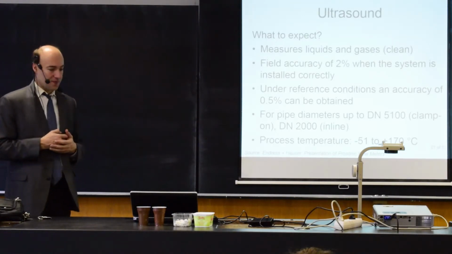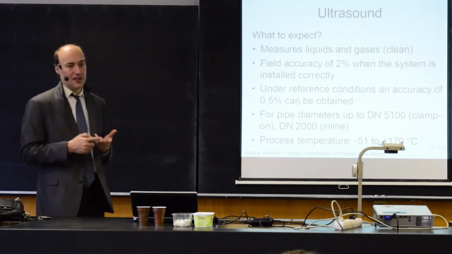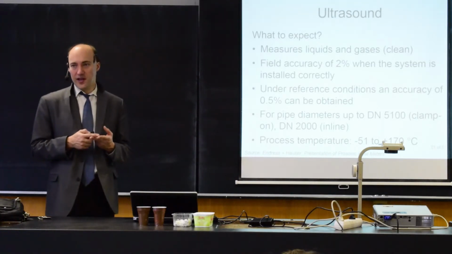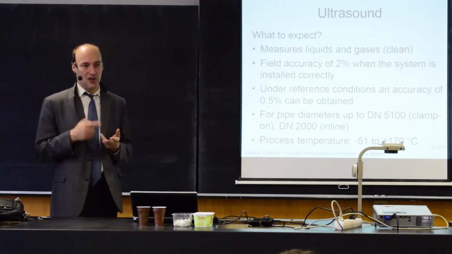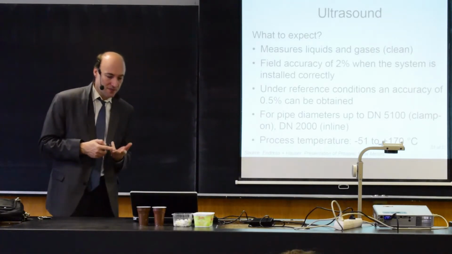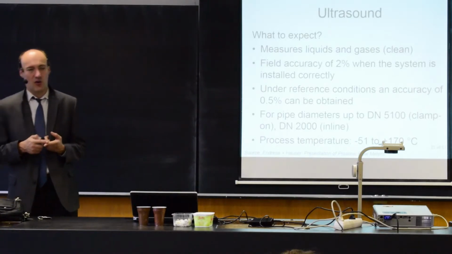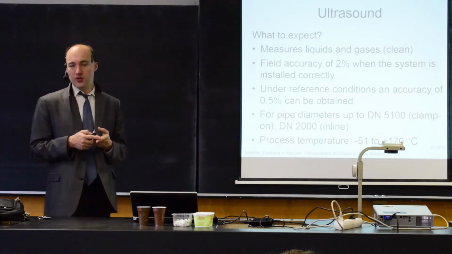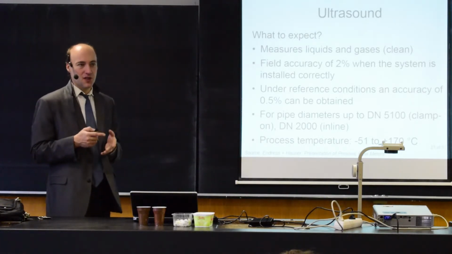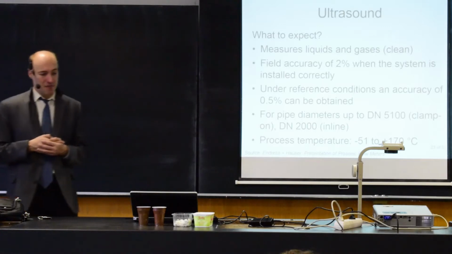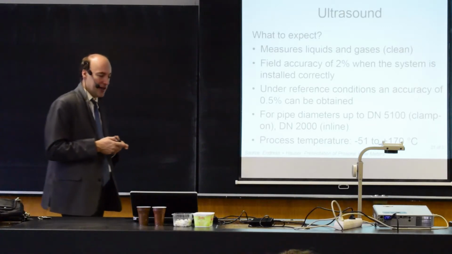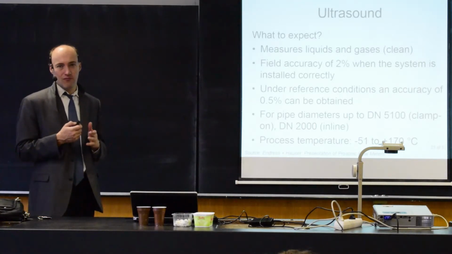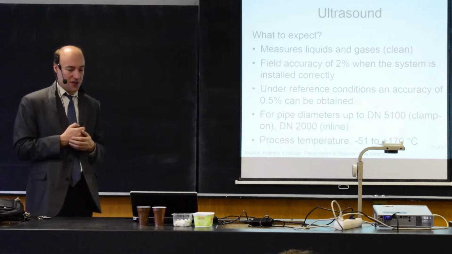What can you expect? It can measure liquids and gases, so no steam, and the liquids and gases need to be clean, so no bubbles, no sediments. The typical accuracy when you install the sensor in a process is about 2%, so it's not bad, but it could be better. If you install that in a lab under reference conditions, then you can expect an error of, let's say, roughly 0.5%.